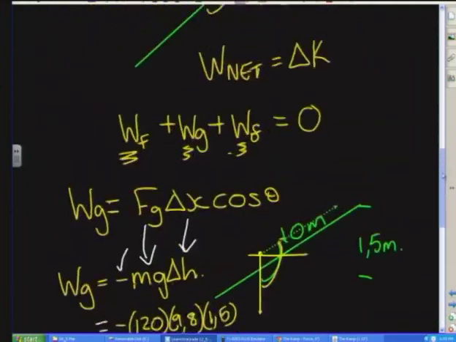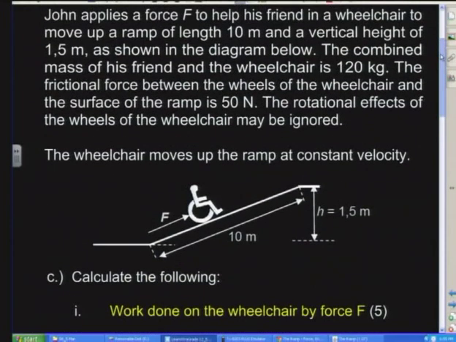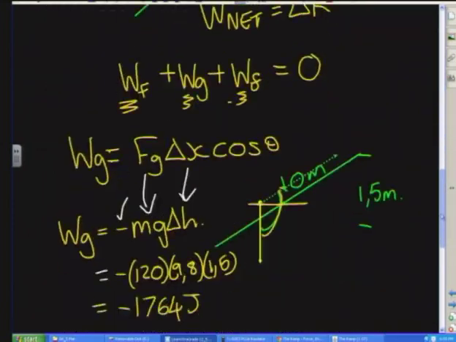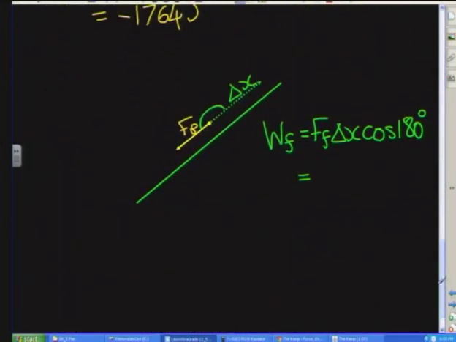So let's just remind ourselves what the frictional force was. The frictional force over here is 50 newtons. It's inside my information. So let's use my 50 newtons. Let's use the displacement of 10. So there we go. We've got 50 multiplied by a displacement of 10 multiplied by cos 180, which is negative 1. So what we've got here is negative 500 joules. Okay. So I know that friction is taking away a further 500 joules.